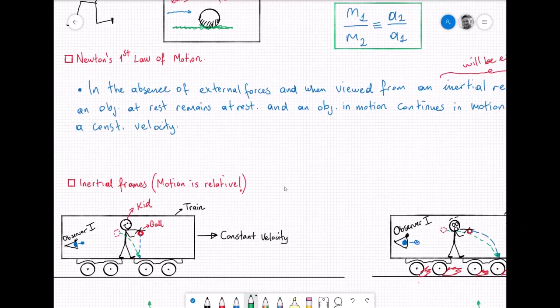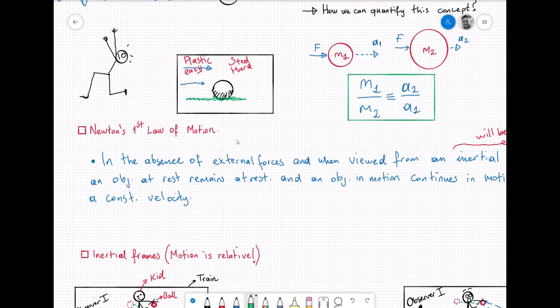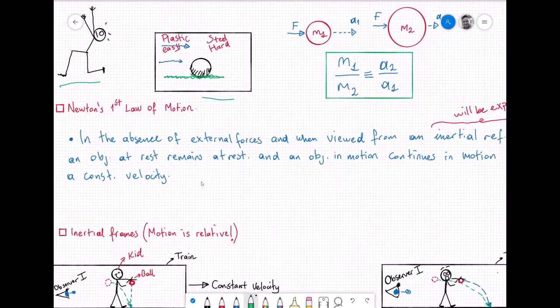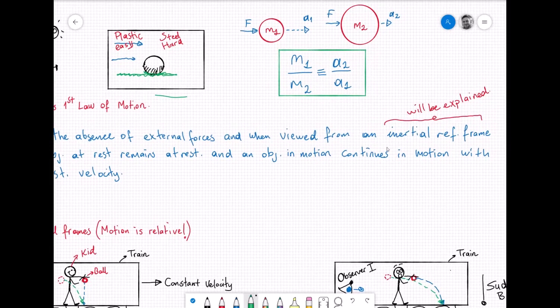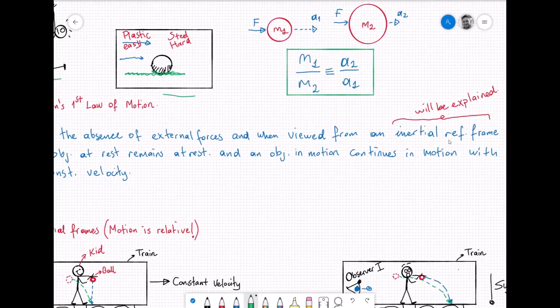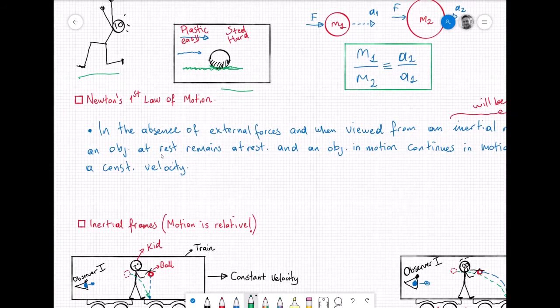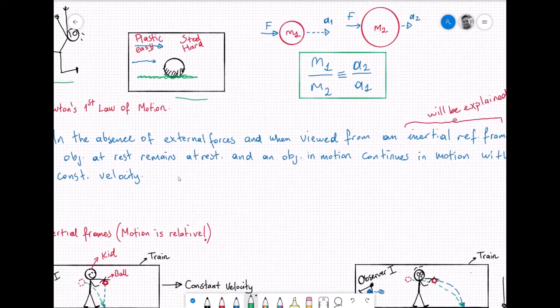So let's talk about Newton's first law of motion. From those two previous examples we talked about, we can deduce this conclusion. In the absence of external forces, and when viewed from an inertial reference frame, I will explain this term, inertial frame, shortly, an object at rest remains at rest. An object in motion continues in motion with a constant velocity.